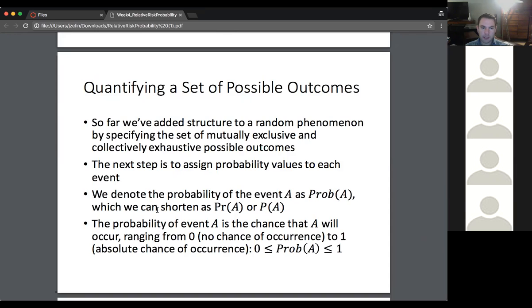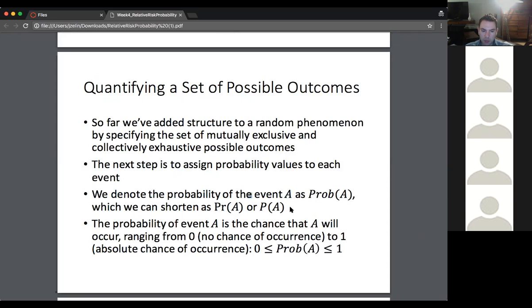So now we can assign probability values to each of these events. And to do that, we use a notation here. We typically abbreviate our event and we can call it A. And then we can find the probability of A occurring, which we can shorten as Pr(A) or P(A). It means the same thing.